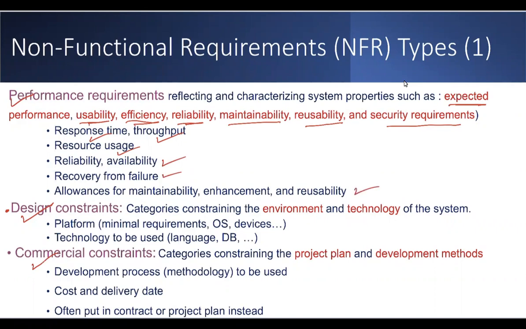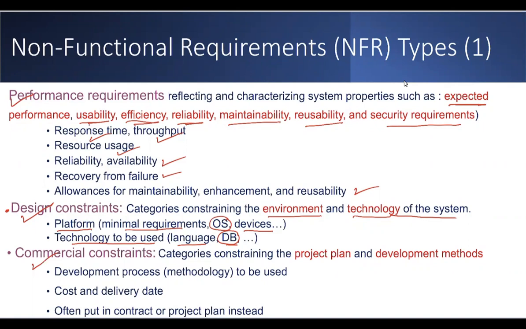What are design constraints? Design constraints are those requirements that belong to the category that constrain the environment or even the technology of the system. Examples of design constraints include constraints on the platform. What are the main operating systems to be used and the devices to be involved? We could have design constraints even on the technology to be used. What programming language will be used? Which database will we store our data in? So when we talk about databases, language, technology, or even platforms, we refer to design constraints.